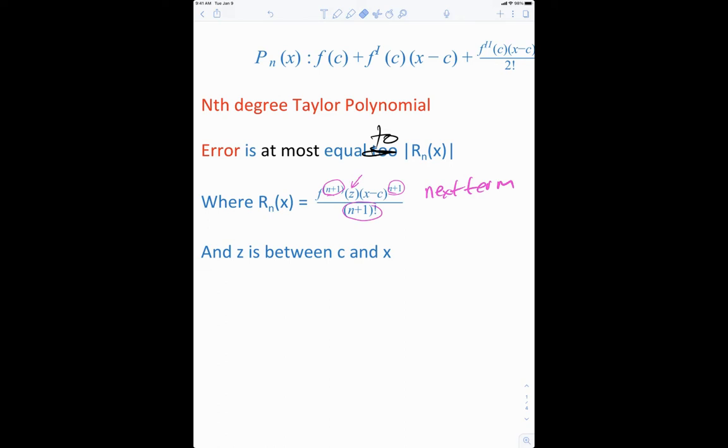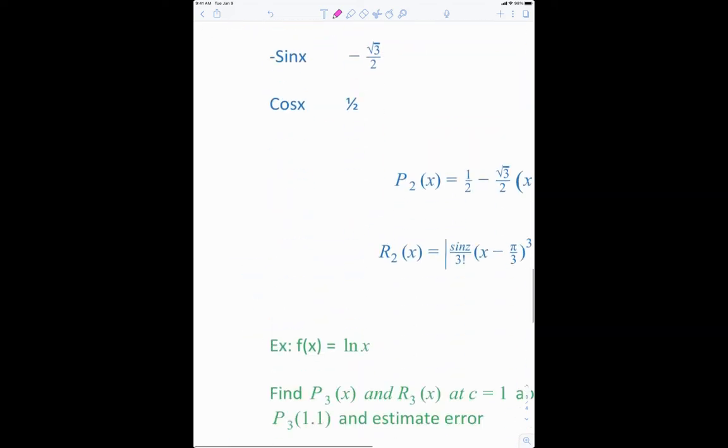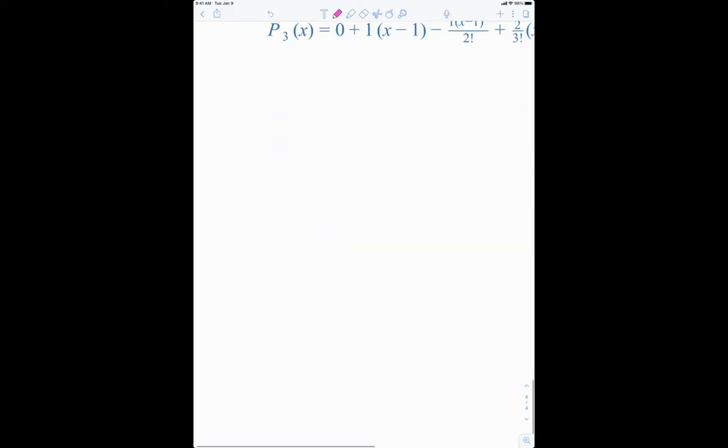This is also called a Lagrange error estimate. We don't use this term in our book, but they use it on the AP test. So I want to introduce it to you right now. It'll be in some of our review later on also, but it's called the Lagrange error estimate. Okay, so tonight's homework, I'm just going to do one big example.